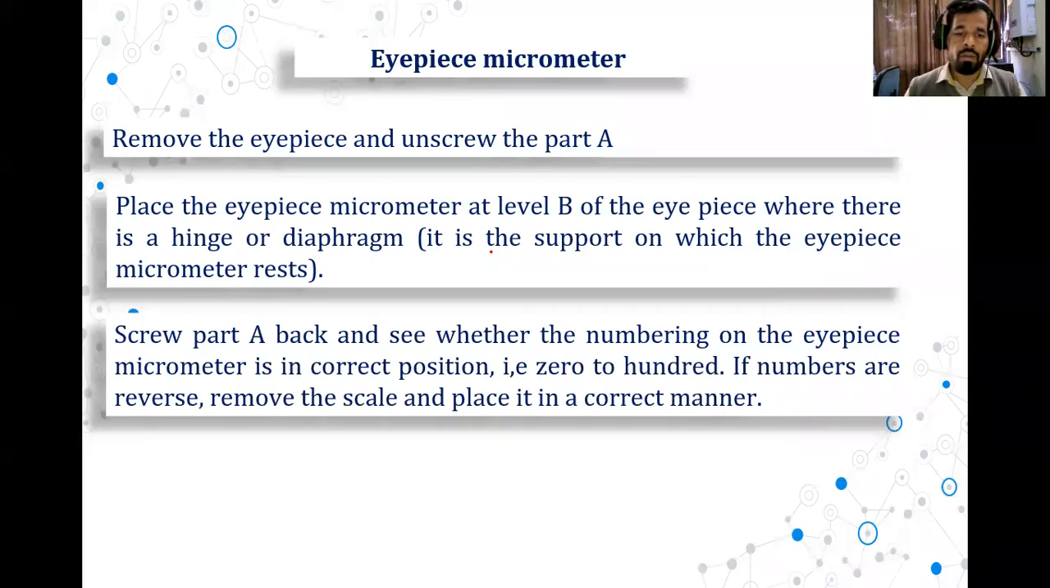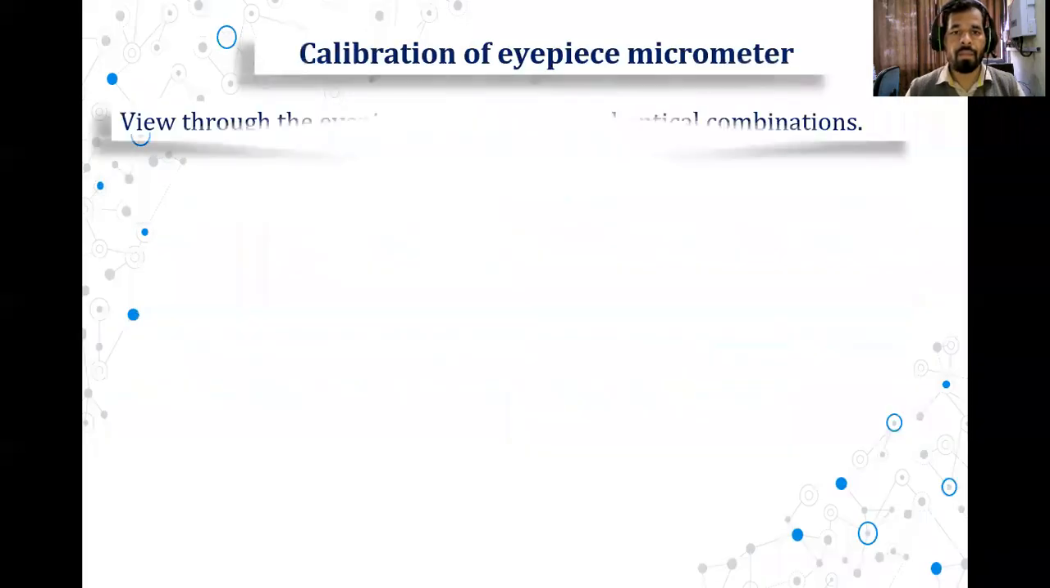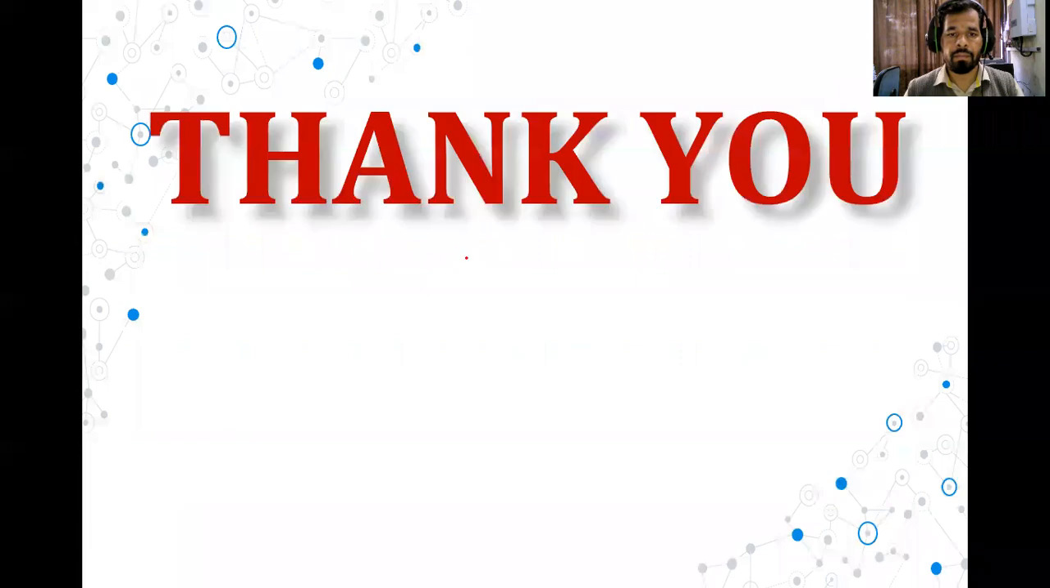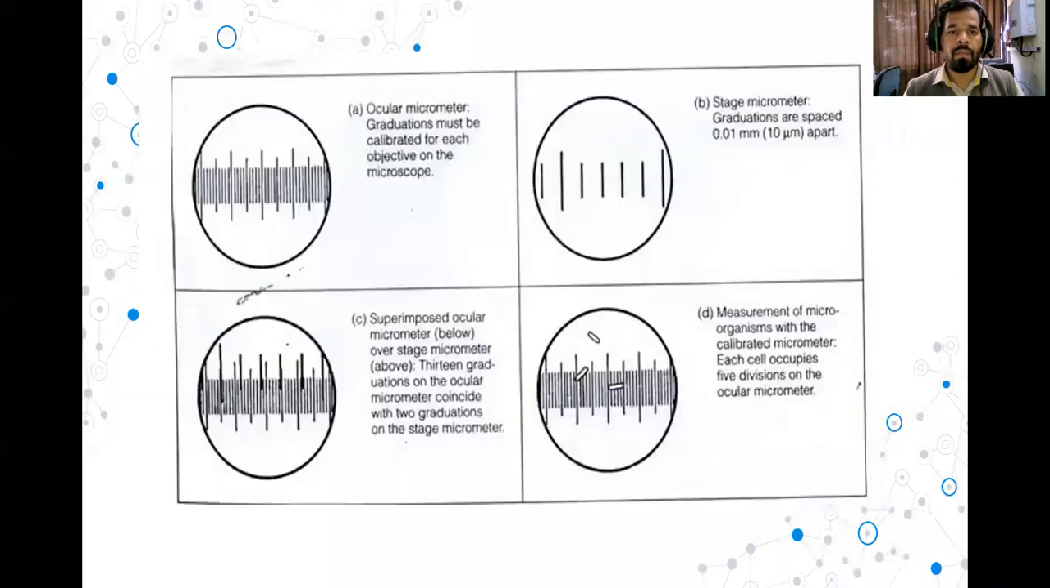Now you will see both slides. In the case of calibration, first you will see the reading of the stage micrometer, because in the first step we have focused the stage micrometer. See, this is the eyepiece micrometer. Image A is the eyepiece micrometer, and image B is the stage micrometer. Now both images are visible to you.